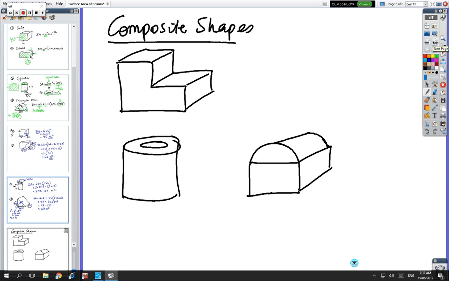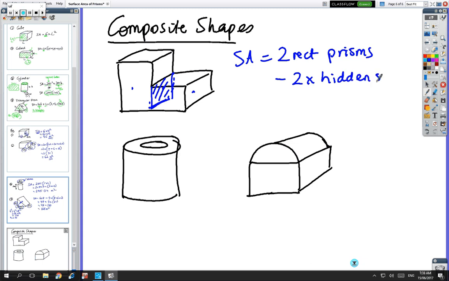Okay, so the ones that are more interesting are the composite shapes, where you have to use bits of each formula. With this one here, for instance, you've got two rectangular prisms, and again, I'm not going to be doing it because I'm not going to put numbers on, but this face here is missing from both of those. It's missing from this shape and it's missing from this. And so for that one, you just do two rectangular prism formulas minus 2 times the hidden shape, because it's hidden from both shapes. So this dimension here, that rectangle will be the rectangle that's missing, but it's missing from both.